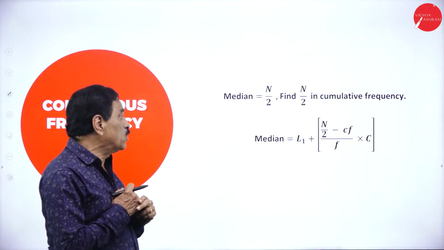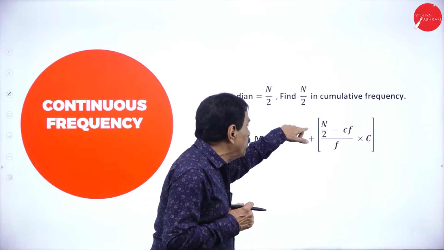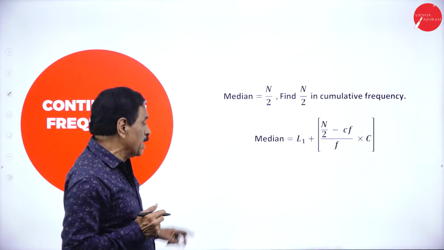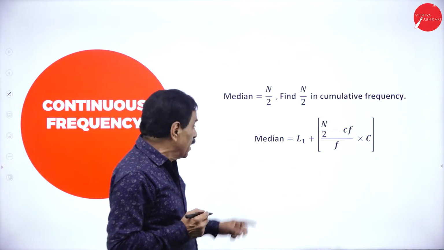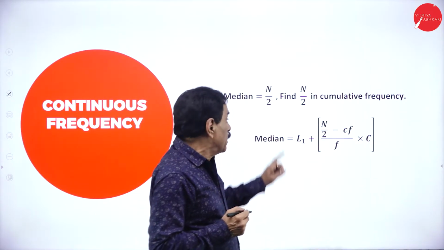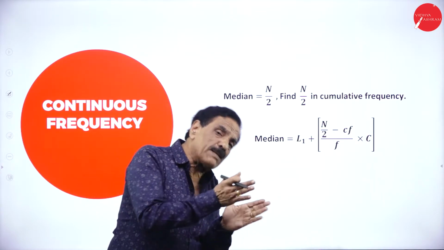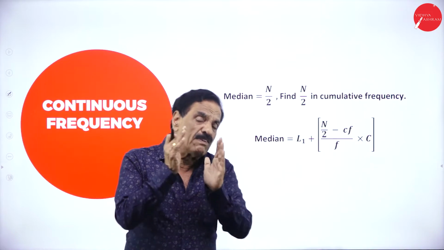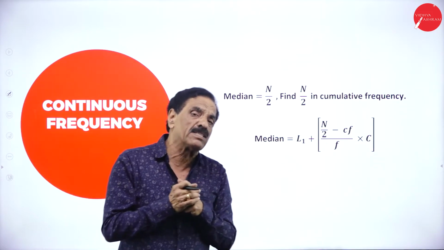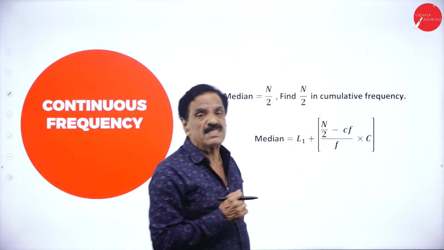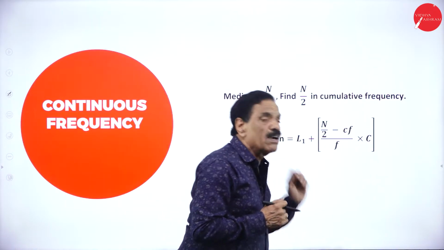What is n by 2? N by 2 is the number of cumulative frequency. So apply the formula. Median is equal to L1, the lower limit, plus n by 2. CF means the number behind it. When you find out where it lies, the number behind it is called CF, cumulative frequency. F is called constant frequency. C is called class interval.